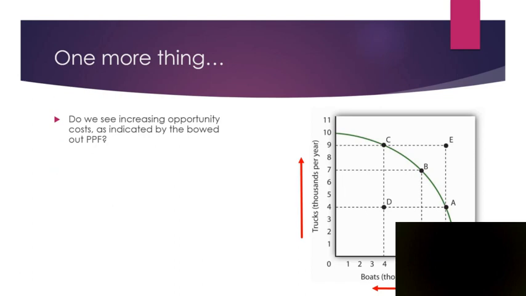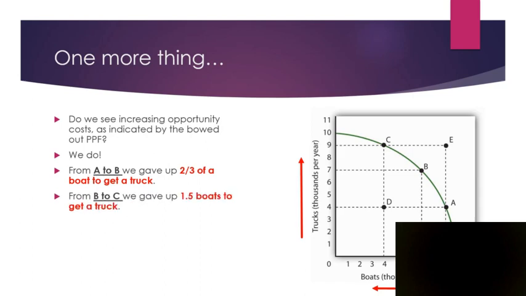Do we see increasing opportunity costs as indicated by the bowed out PPF? Yeah, we do, right? When we went from A to B, we gave up 2/3 of a boat to get a truck. When we went from B to C, we gave up 1/2 of a boat to get a truck, right? When we go from A to B, our opportunity costs are smaller. When we go from B to C, our opportunity costs are bigger. So opportunity costs are getting bigger. There's nothing confusing about this. It's exactly the same set of calculations and the same way of thinking about it.